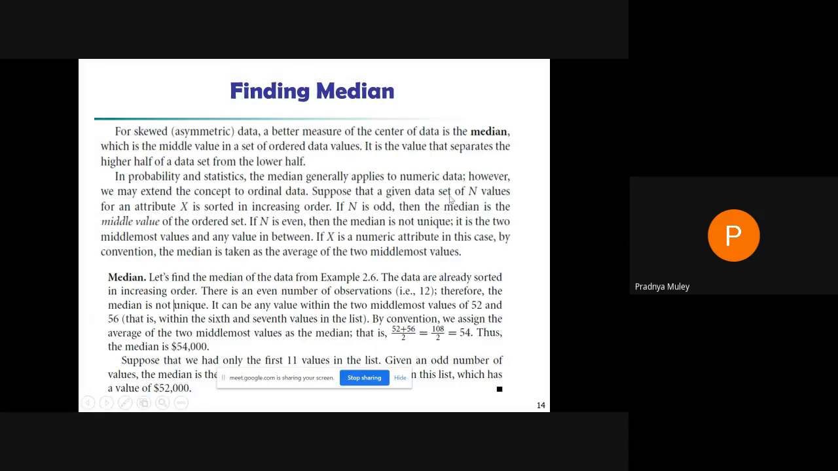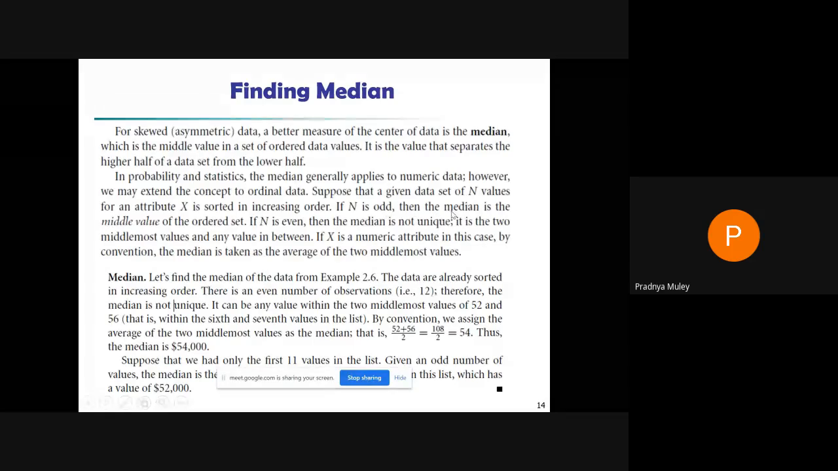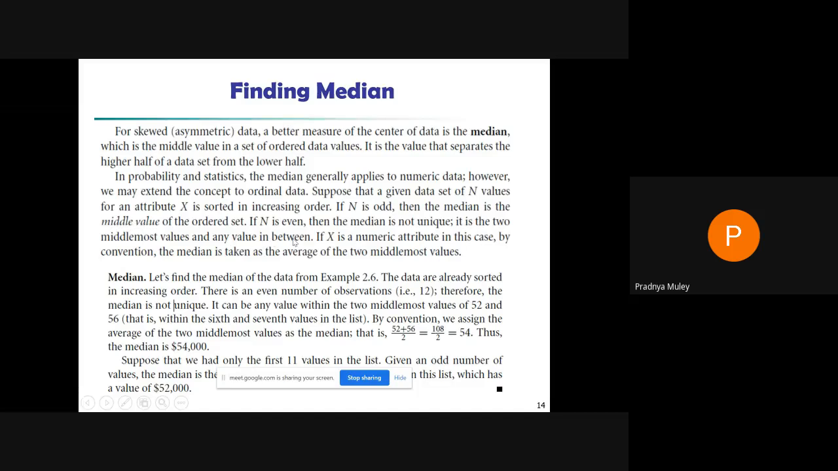Suppose that a given data set of n values for an attribute x is sorted in increasing order. If n is odd, then the median is the middlemost value of the ordered set. If n is even, then the median is not unique. It is the two middlemost values and any value in between. If x is a numeric attribute, in this case, by convention, the median is taken as the average of the two middlemost values.